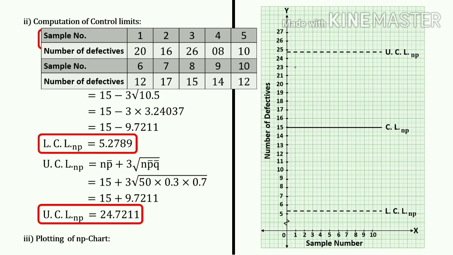So for first sample there are 20 defectives. So in the line sample number 1, we put a dot against 20. Similarly, for each sample we represent the number of defectives by dots in this graph. For second sample it is 16, for third sample it is 26, for fourth it is 8, for next it is 10, next is 12, next 17, 15, 14 and last is 12.